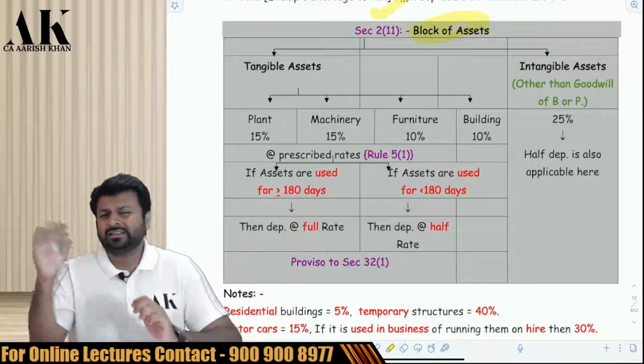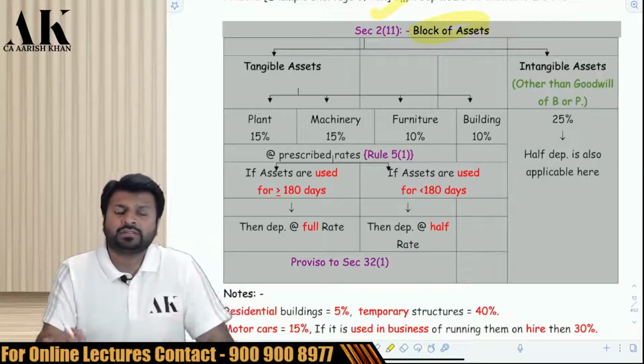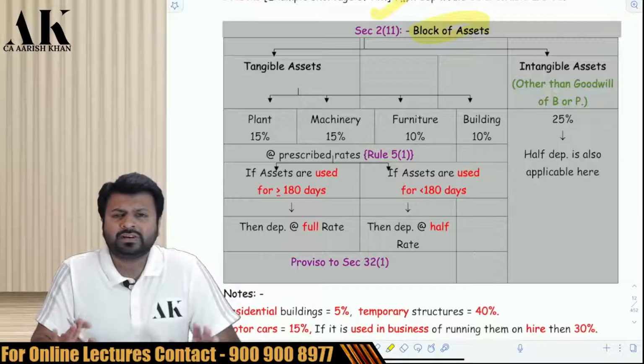We will be having a detailed discussion on this sometime later. Okay, don't worry about it. So you will not get any depreciation on goodwill. Be very clear about it. The rest of all assets will be subject to 25% depreciation. Plant 15%, machinery 15%, furniture 10%, building 10%.